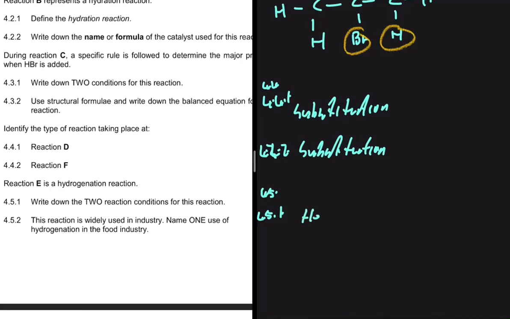So we need heat, and another thing we need is a catalyst. Which catalyst in this case? We need palladium, platinum, nickel, and so on. And then 4.5.2. Name one use of hydrogenation in the food industry. Well, I will leave that one to you.